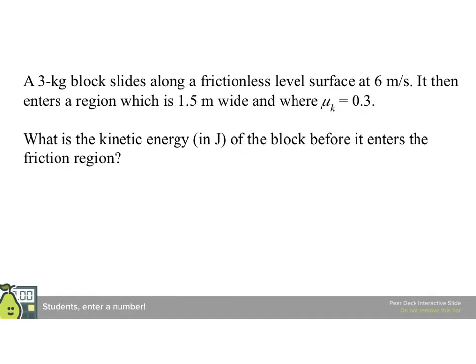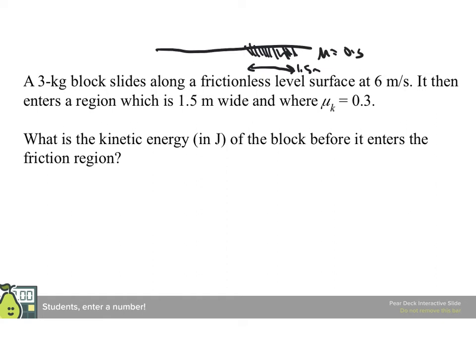A 3 kilogram block slides along a frictionless surface at 6 meters per second. It then enters a region which is 1.5 meters wide and where mu equals 0.3. What is its kinetic energy before it enters the frictional region? Let's draw a little picture. So here's our thing, and we're saying that it's mostly frictionless, but over here we have stuff, and that's 1.5 meters, where mu equals 0.3.